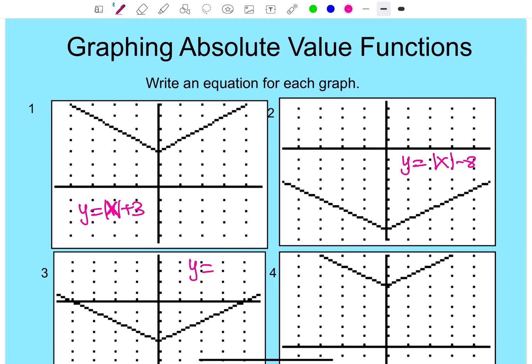Notice I'm adding the number after my function. This number is not going inside my function. If the number is going inside the absolute value function, then that shifts it to the left or right. A number going after the absolute value function moves it up or down. The next one, it's shifting down, so it would be absolute value of x minus 4. y is equal to absolute value of x plus 6.